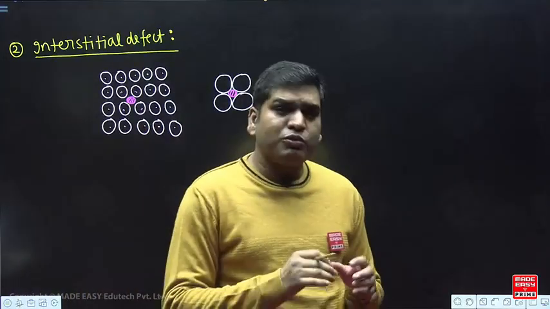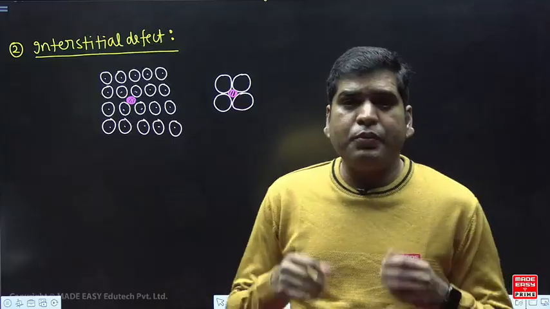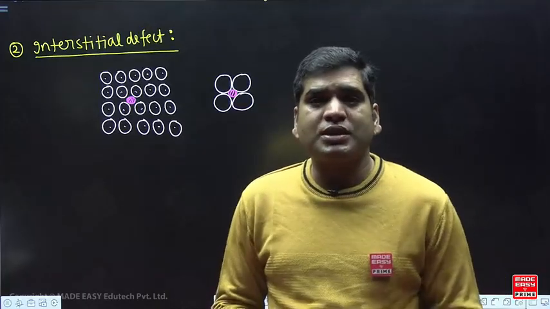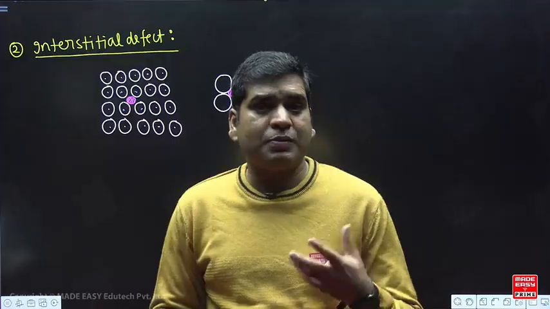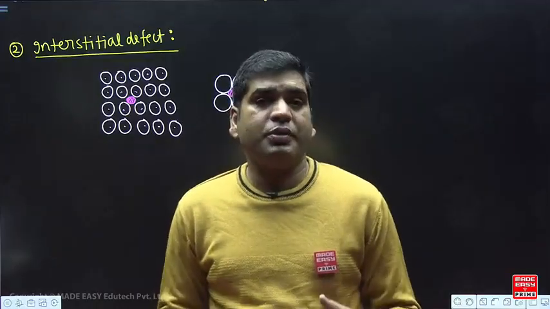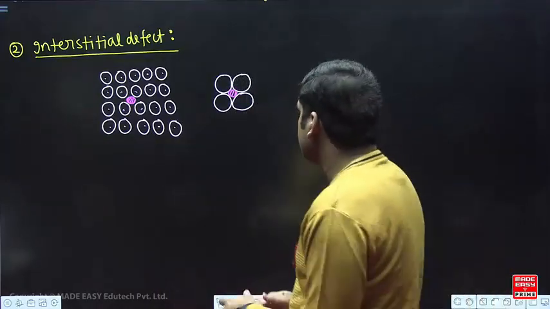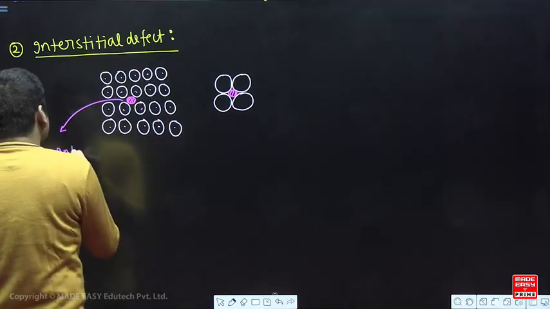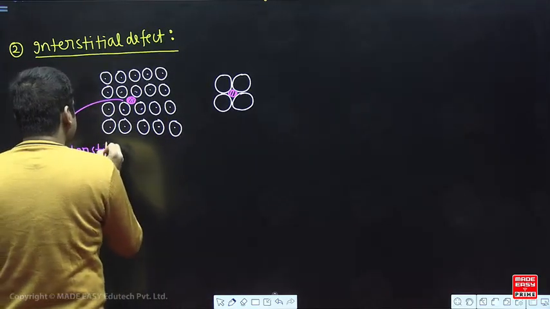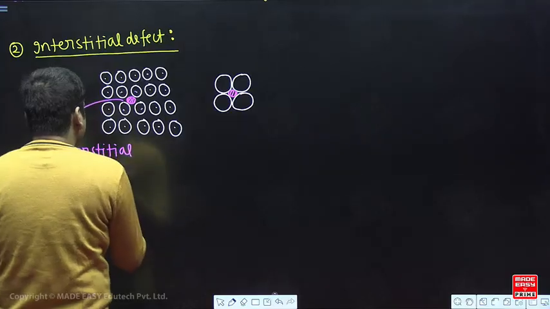This defect is found only if the impurity atom is of smaller size than the parent atoms. If the impurity atom is of larger size, then such a defect cannot be found. So you can write: interstitial atom.